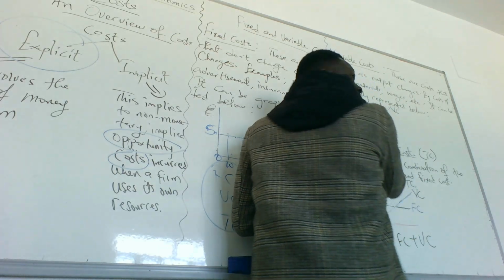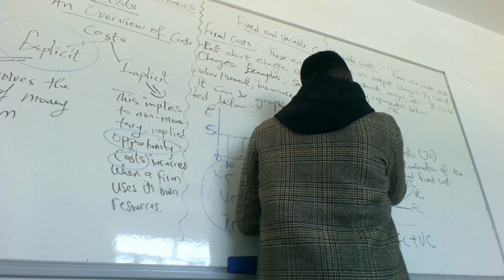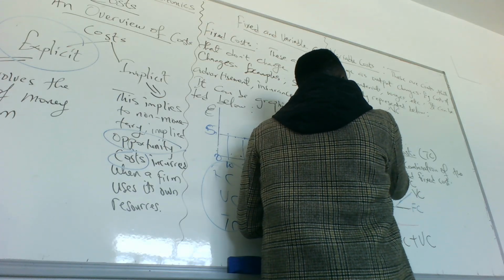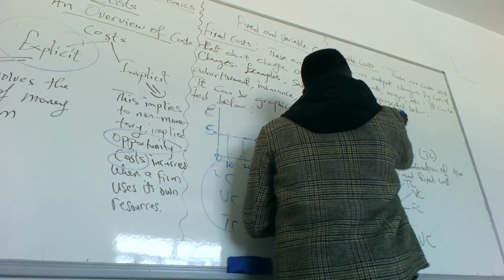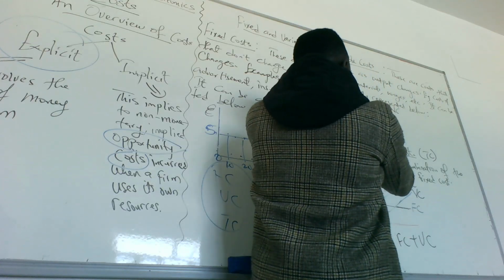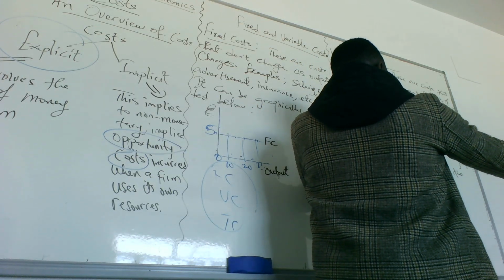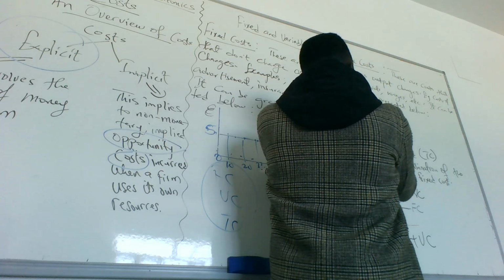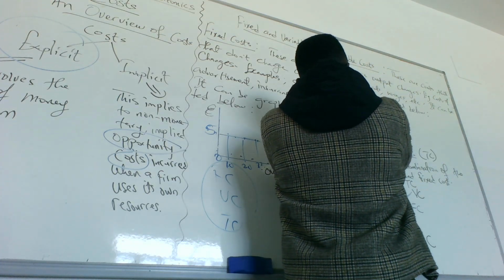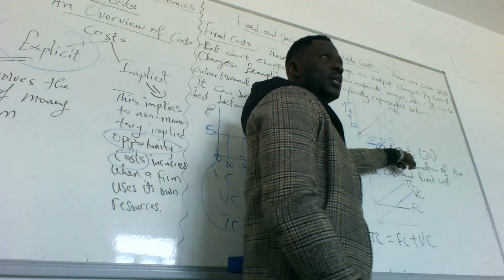At 0, we pay nothing for variable cost. At 10, we pay more. Let's assume this is 2. At 20, this is 4. At 30, this is 6. And so on. So it simply means as our output increases, our cost increases. Do you get it? Yes?